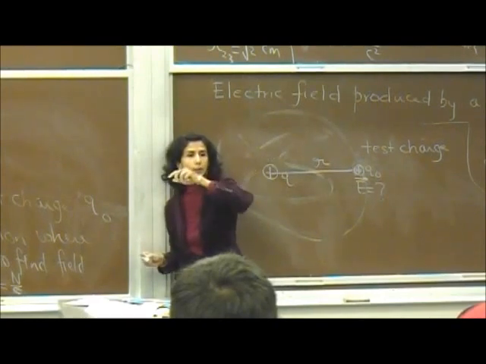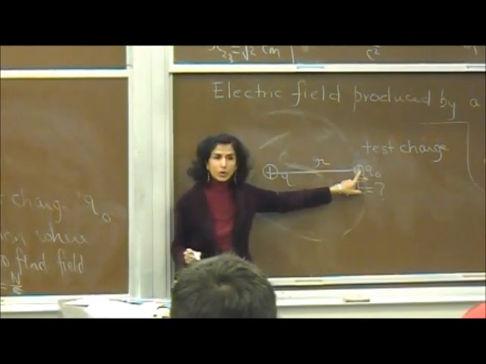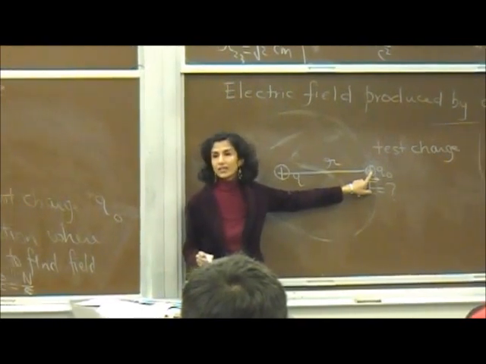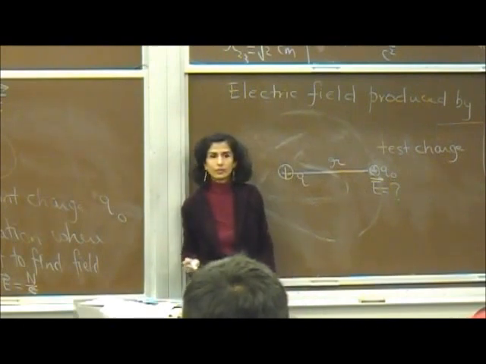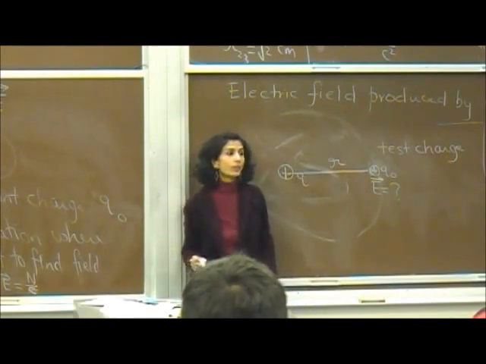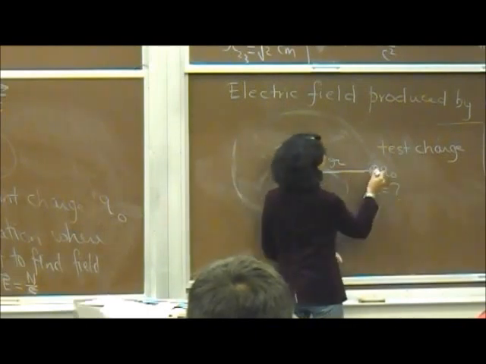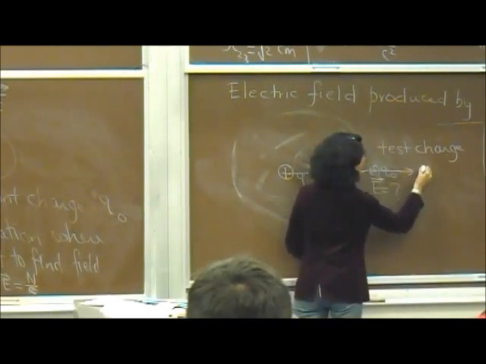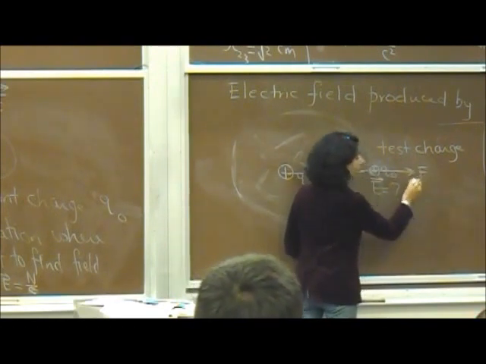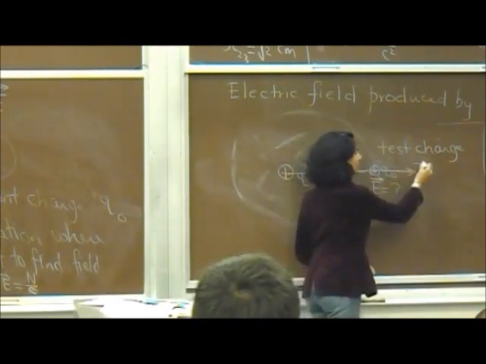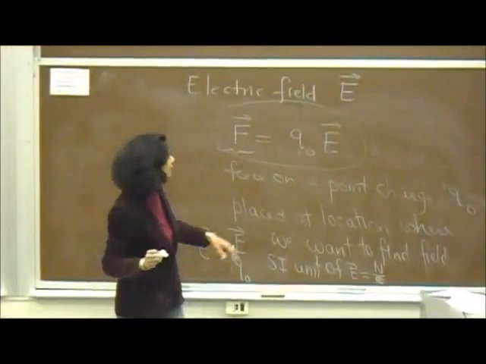Somebody from the second row here. Which way will this test charge that you brought there to test the direction of the electric field be due to this charge? Yeah, do you see that it will be along the line joining the two charges from Coulomb's law? So is everybody agreeing that the force on this Q0 due to this charge will be that way? It will be, right? Is everybody agreeing?